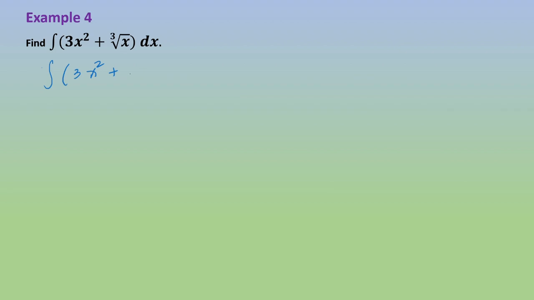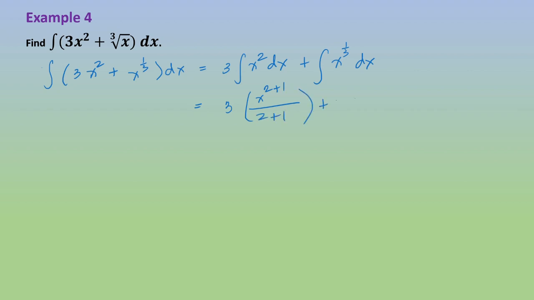Another example, this can be written as the integral of, let's say, 3x squared plus the cube root of x, which is x raised to 1/3. So we can have this as 3, and then the integral of x squared, plus the integral of x raised to 1/3, and then dx. By the power rule for integration, we have 3, and then this would be x raised to 2 plus 1 over 2 plus 1, plus x raised to 1/3 plus 1 over 1/3 plus 1, plus c.